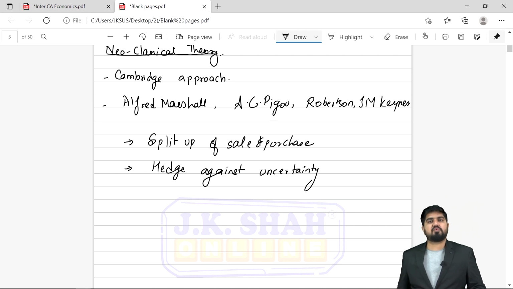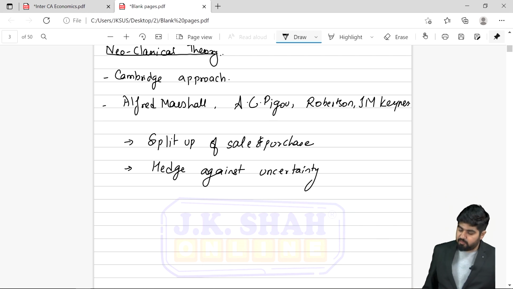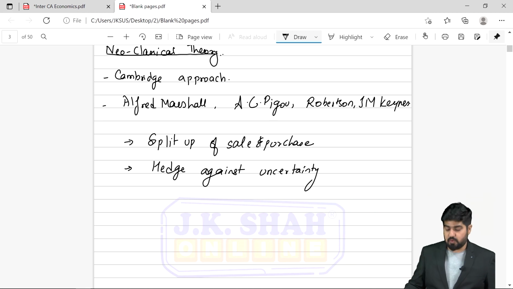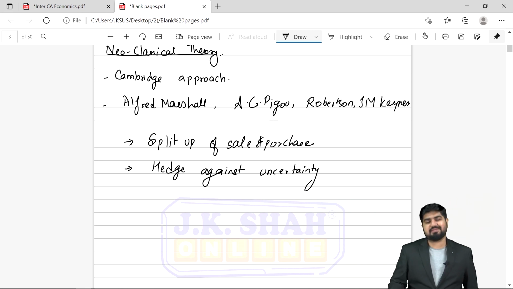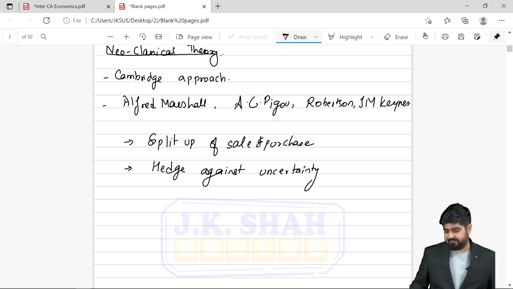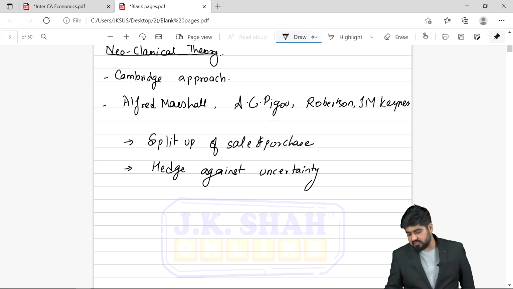So these are the 2 things, students, which will define how much money people hold. First one focuses on the number of transactions, the buying and selling that people are going to do, and second one is nothing but the precaution that they are going to take, that is the uncertainty level they are going to face, and according to that how much money people are going to store. See, let me help you with both the understanding.